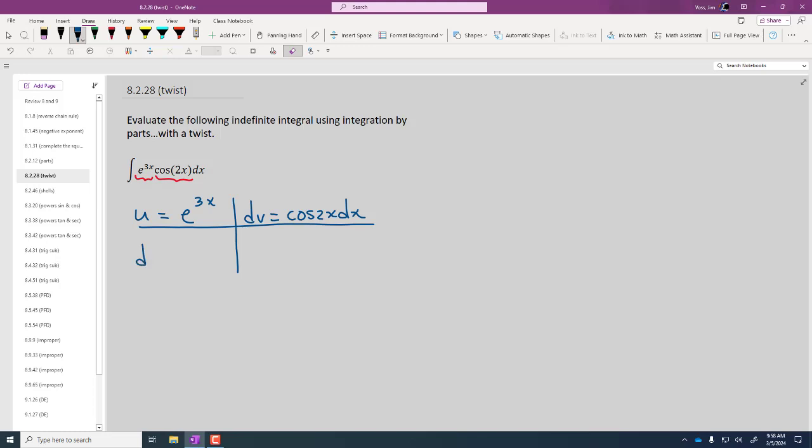So we'll differentiate the u. We'll get du equals the derivative of an exponential. 3e to the 3x, yes. Good. It's itself times the derivative of the exponent. Yay.